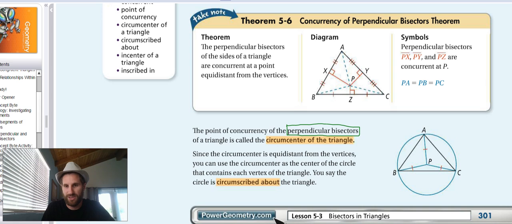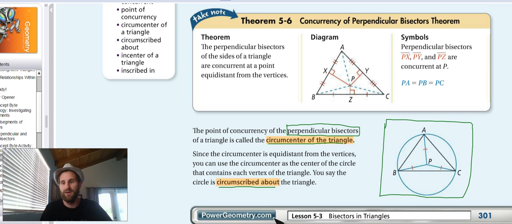Basically, since the circumcenter is equidistant from the vertices, here are the vertices B, C, A, they're equidistant, that's how we know it's the center of the circle. So we're going to go ahead and take a look at what that would look like. Here's another picture of it up here, but what I'd like you to do is write down the definition for this piece and the definition for this guy. And please draw this picture. This is a great picture right here.